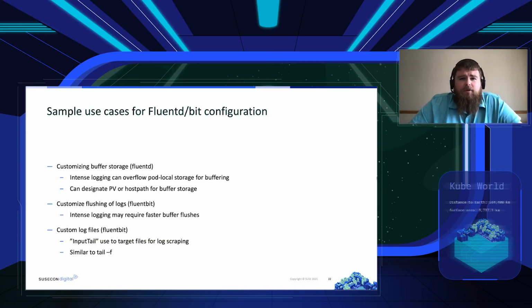Another Fluentd configuration option we may want to change is custom log files. Custom log files will allow us to define log files on the nodes themselves, whose entries we can then review and pull into our log flow. The input tail directive allows us to target files for log scraping. This is similar in a Linux world to using the tail -f command, whereby we will tail the file and grab new entries as they are appended to that log file.